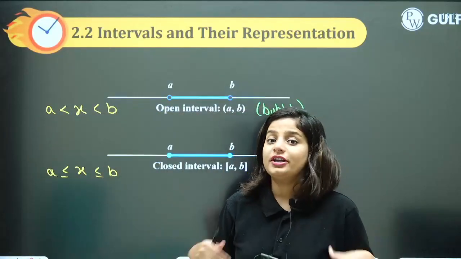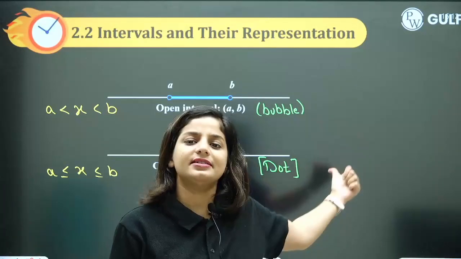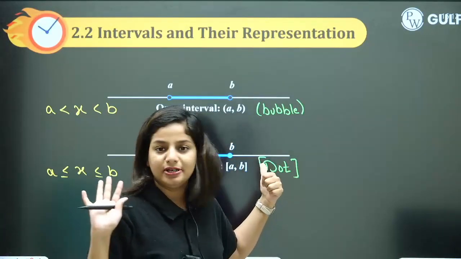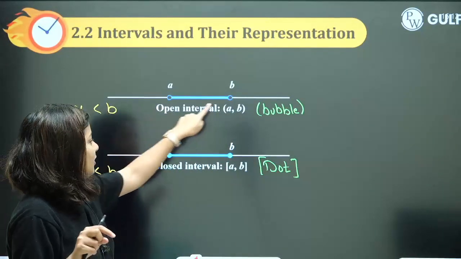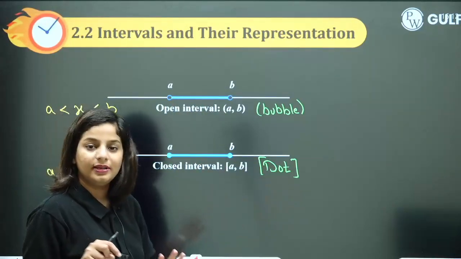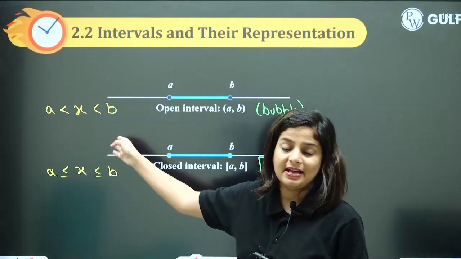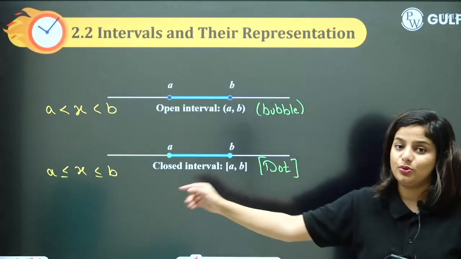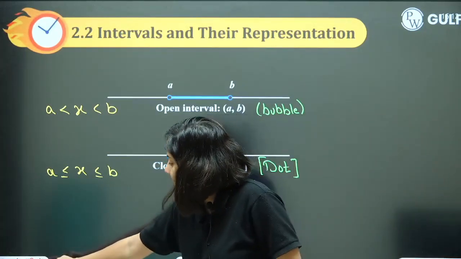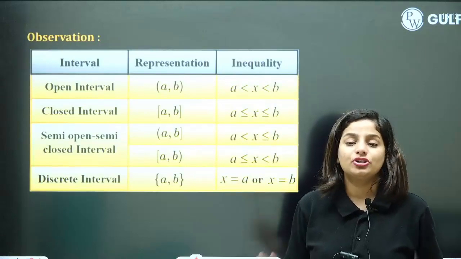Right, I was talking about intervals. The answers will always be in terms of intervals. And intervals is something you have seen in the sets chapter, isn't it? Bubbles mean open interval. Dots mean closed interval. The first one says X is strictly greater than A, strictly less than B. Second one, X is greater than equal to A, less than equal to B. So these are the 4 types of intervals we should know.